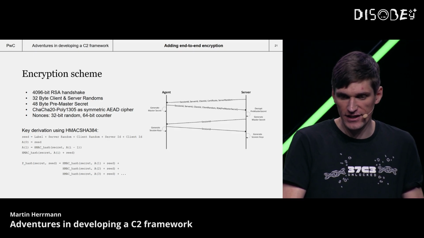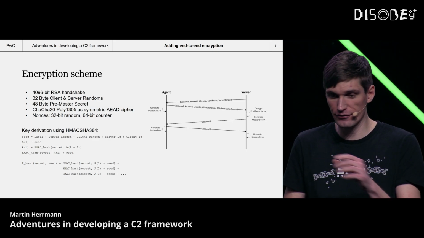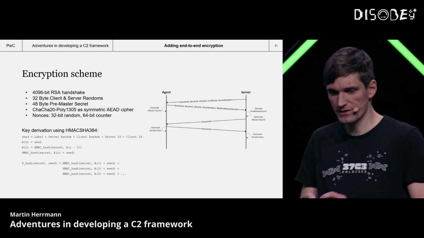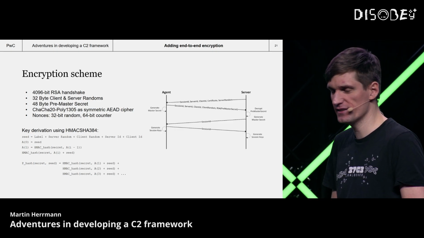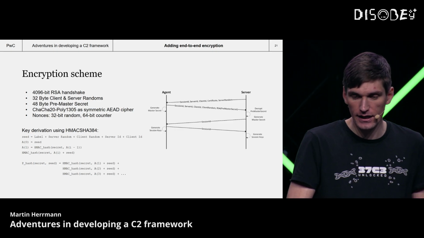And yeah, for the key derivation function, we basically use more or less the TLS one, with a different label and a different HMAC algorithm. I think TLS 1.2 uses HMAC SHA-256. We bumped that up to 384.